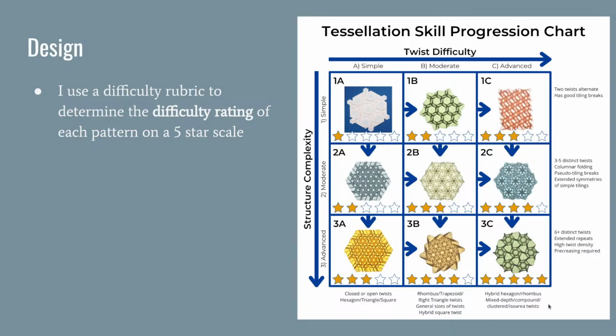Also mixed depth, compound, iso area. And then this clustered is kind of a cluster of 4 situation, but more structural, where you can't really separate out the individual twists and the whole group has to be folded at the same time.